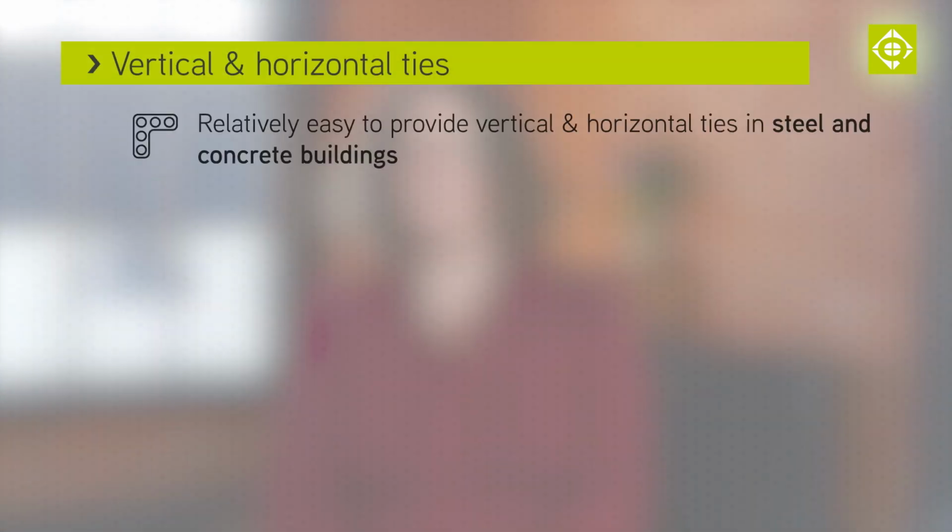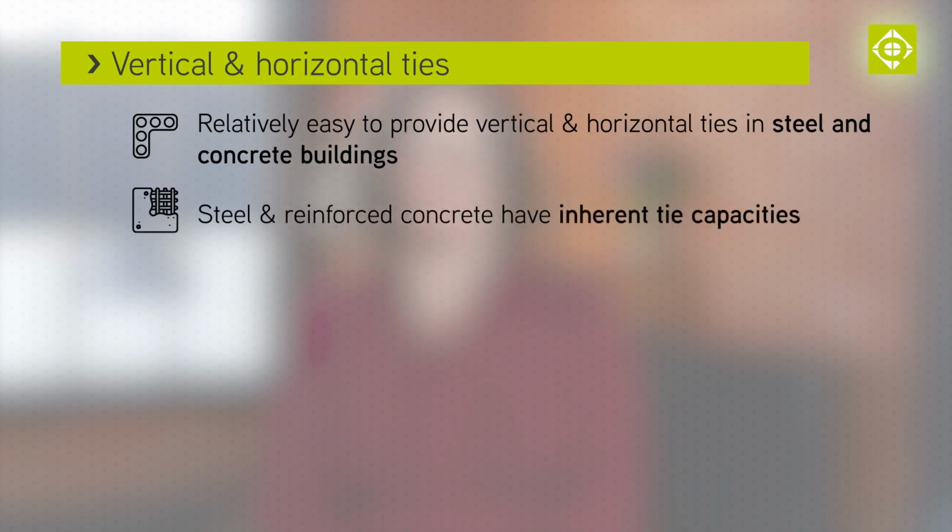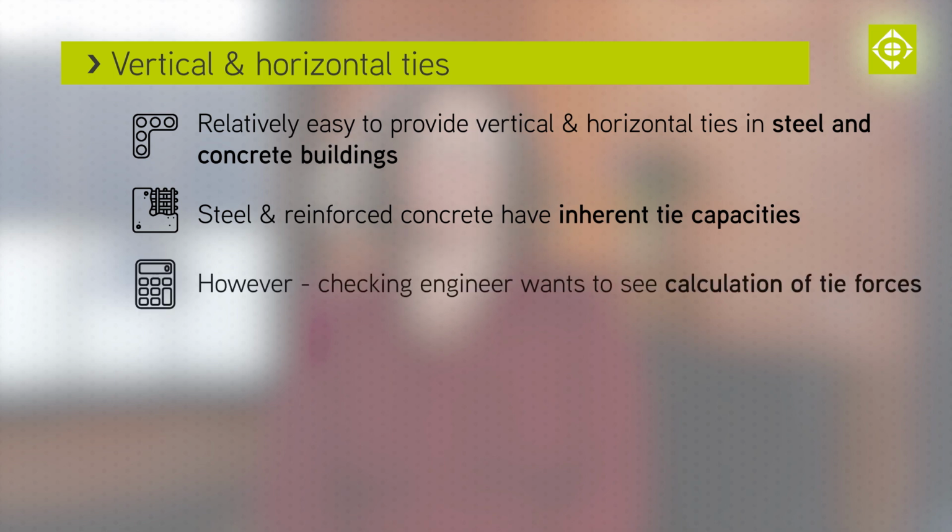With a steel or concrete building, providing vertical and horizontal ties is relatively easy because steel connections and reinforced concrete joints have inherent tie capacities. However, as checking engineers, we would like to see a calculation for the tie forces.